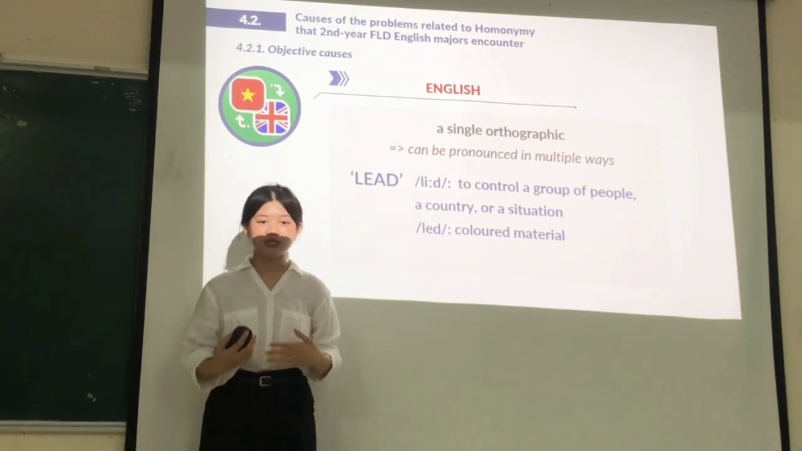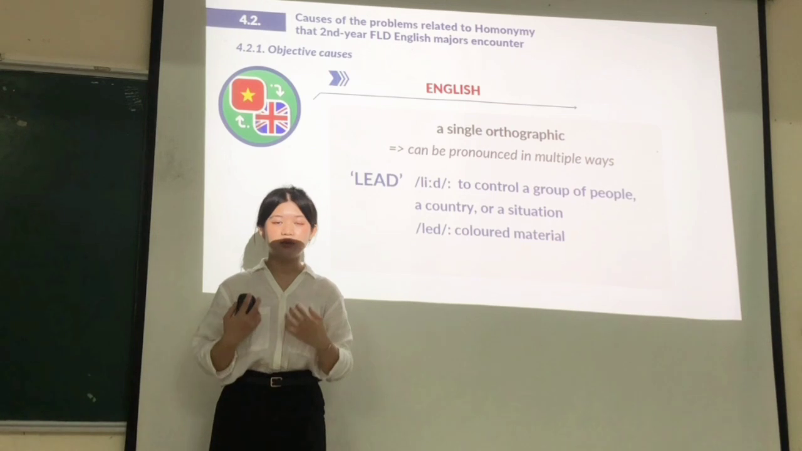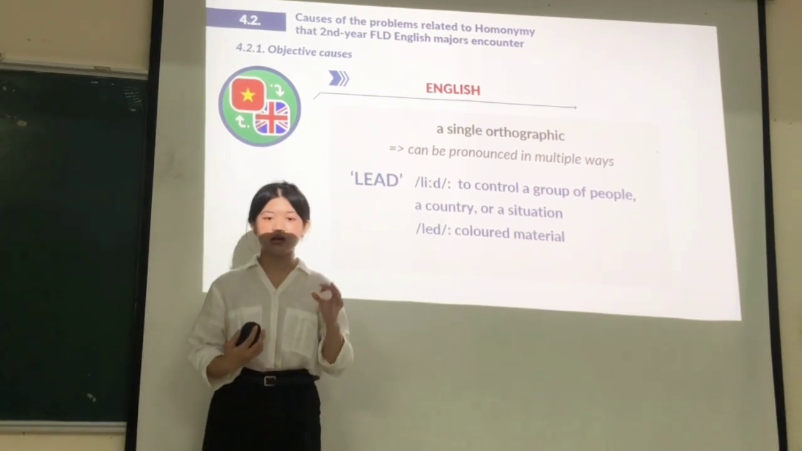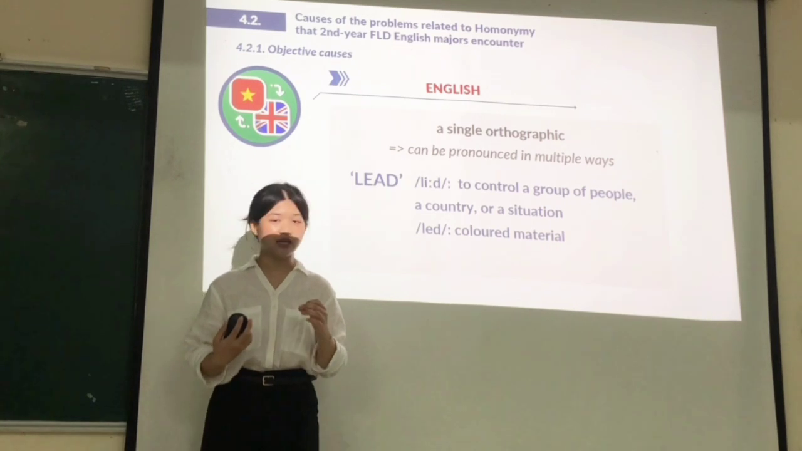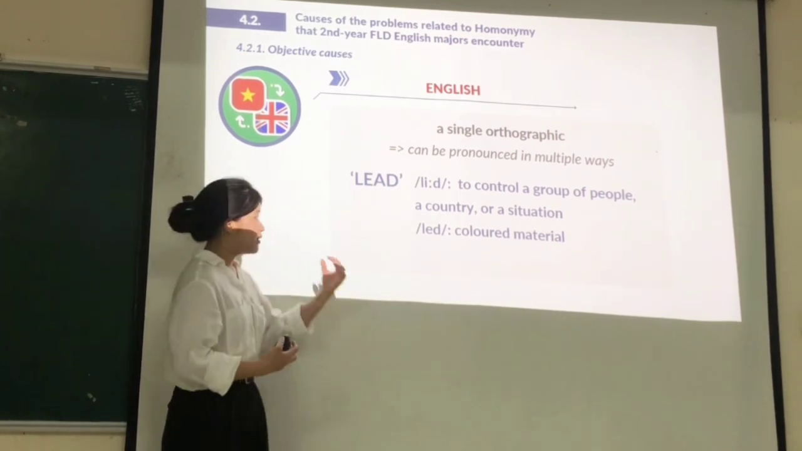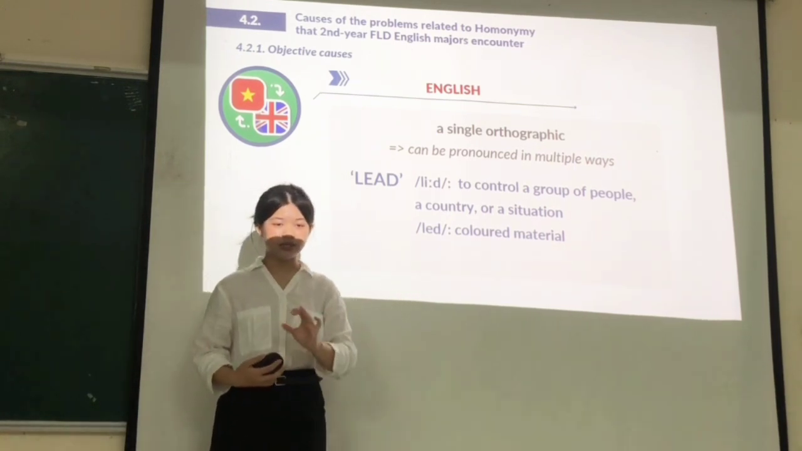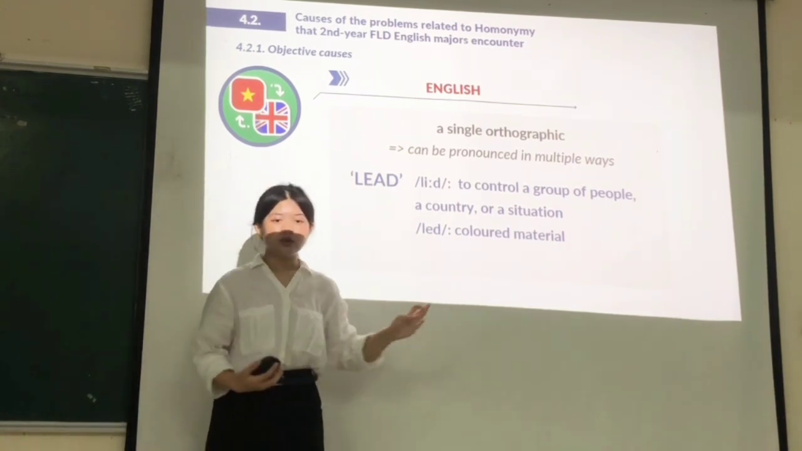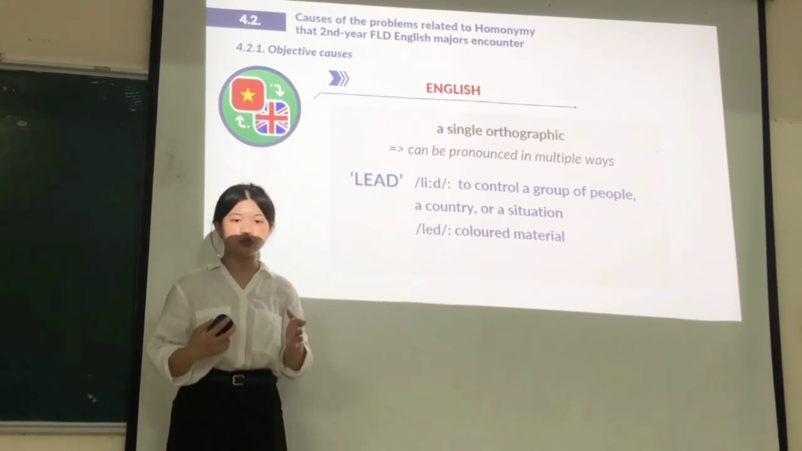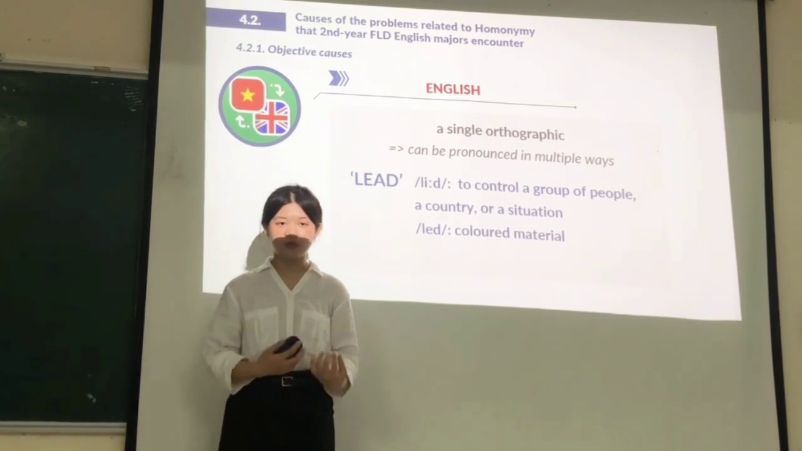So, the primary objective cause is the complicated nature of homonymies. Like in English, a single word spelling can be pronounced in multiple ways depending on its specific contextual uses. We have an example here. This word can be pronounced in two different ways when it is a verb. This disparity leads to confusion and mispronunciation of homophones.